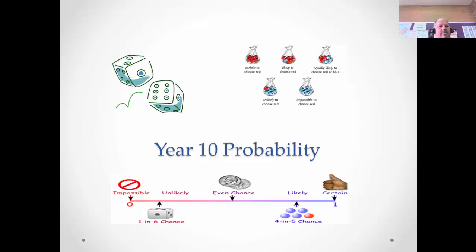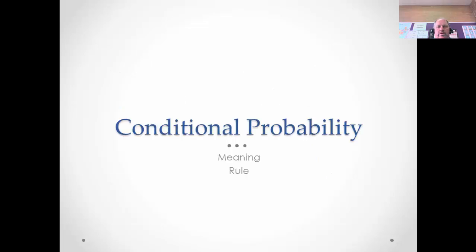This is lesson number 4 on conditional probability. We'll talk about the meaning of conditional probability and what the rule for conditional probability is.